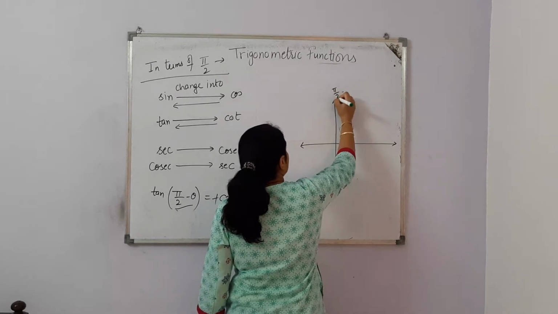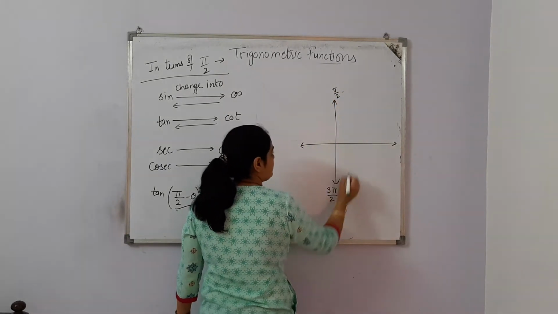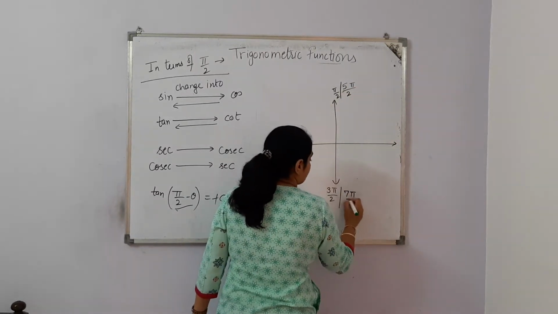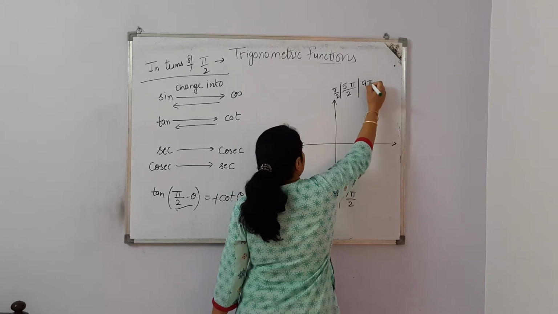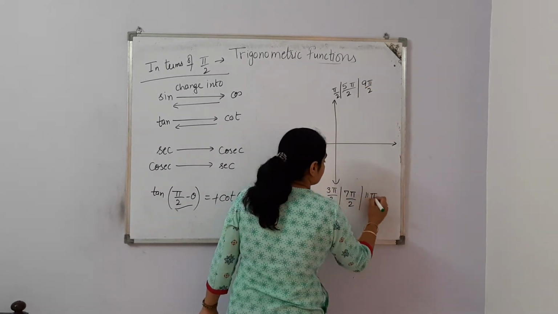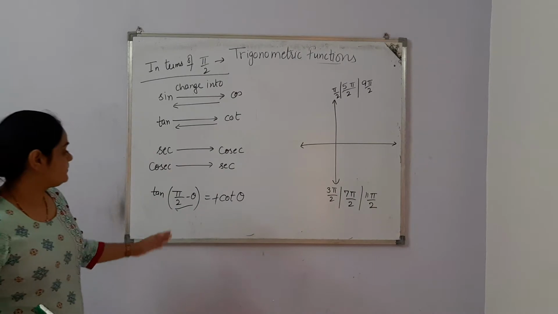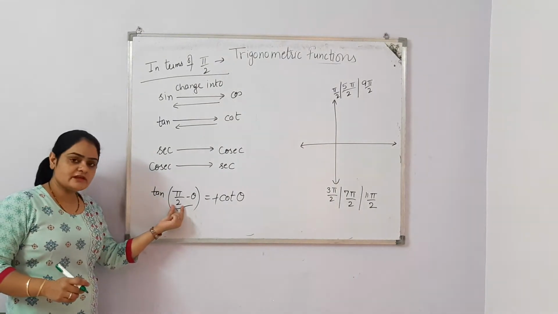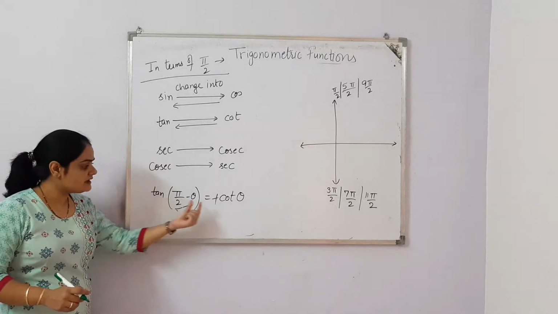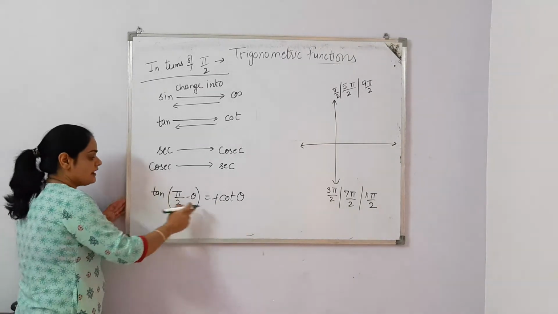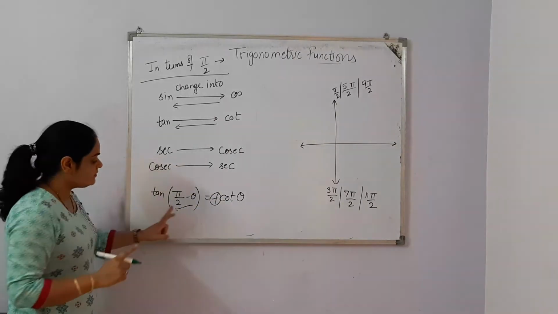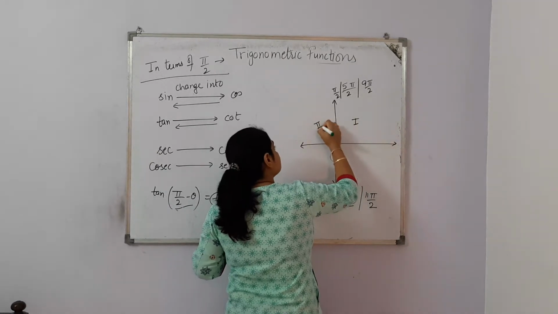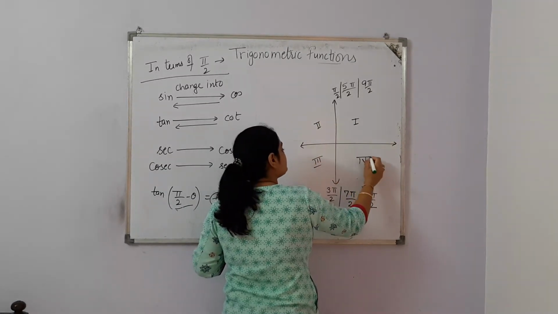This is pi by 2, 3 pi by 2, 5 pi by 2, 7 pi by 2, 9 pi by 2, 11 pi by 2. Now, tan pi by 2: whenever the angle comes along with 90, tan will automatically change into cot theta. The sign is positive because 90 minus theta is in the first quadrant, because this is your first quadrant, second quadrant, third quadrant, fourth quadrant.